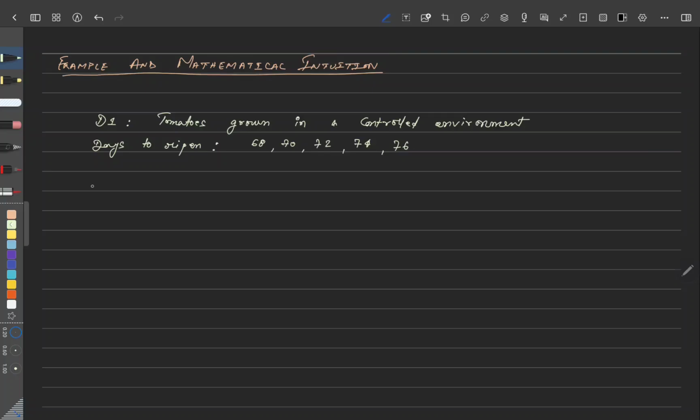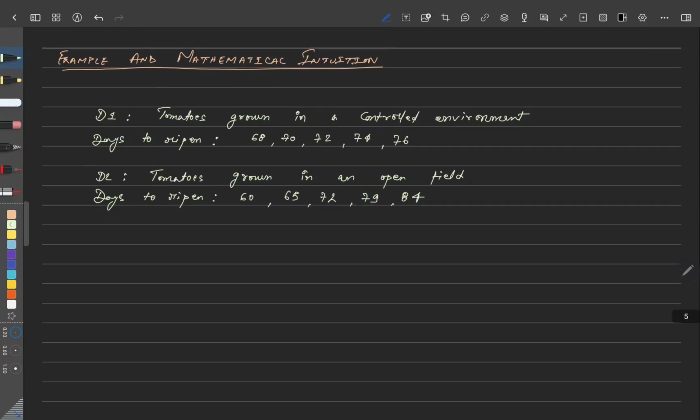We have data set 2, tomatoes grown in an open field, basically naturally. Days to ripen: 60, 65, 72, 79, 84.